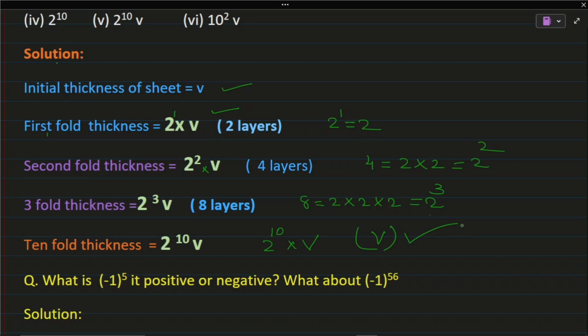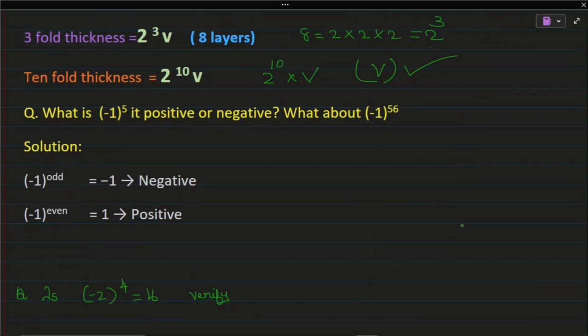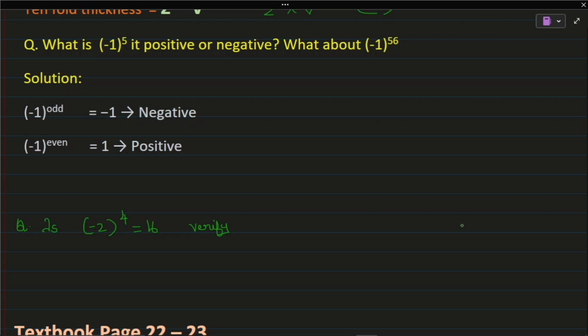Now comes the next question, that is, what is minus 1 raised to 5? Is it positive or negative? What about minus 1 raised to 56? So minus 1 raised to, if it is an odd number, any odd number, answer will be negative, negative 1. For example, minus 1 raised to 3.